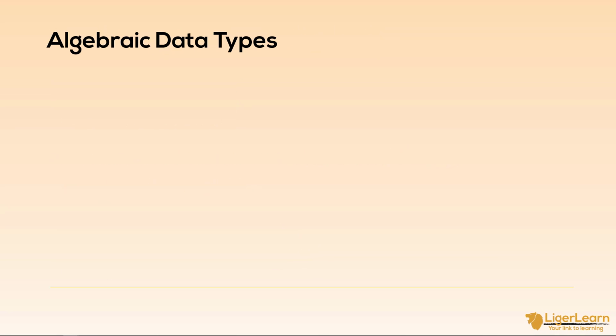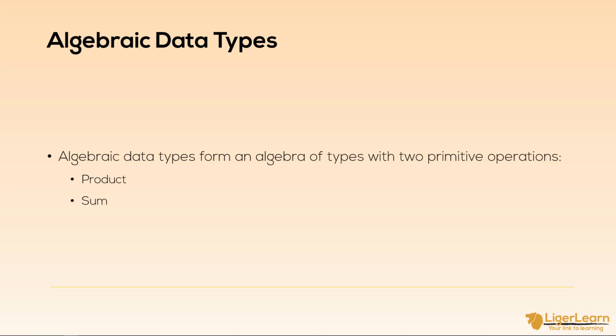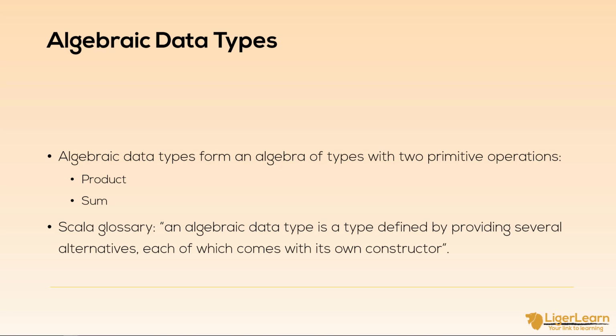Algebraic data types are types which are formed by combining other types. They are a collection of data constructors. They are called algebraic data types because they form an algebra of types with two primitive operations which we have seen: the product and the sum. We saw this in action in the previous slide, where we were able to use the algebra to calculate the total number of possible values a type has. Quoting from the Scala glossary, we have an alternative definition, which you may find more useful. An algebraic data type is a type defined by providing several alternatives, each of which comes with its own constructor.